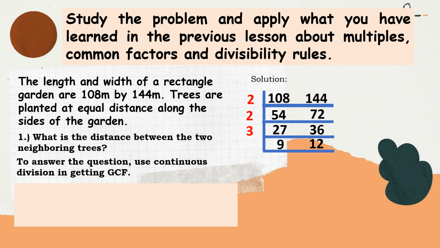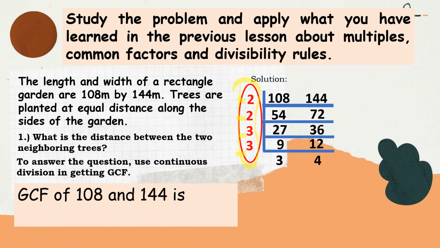Ngayon, may prime number pa na pwede kay 9 at kay 12. We have 3. So, 3. 9 divided by 3 is equals to 3. 12 divided by 3 is equals to 4. So, anong gagawin natin? Nakikita ninyo ang nakapula. Ayan. Ang mga numbers na nakapula, which is 2, 2, 3, 3. Ang gagawin natin, i-multiply lang natin sila sa isa't isa.